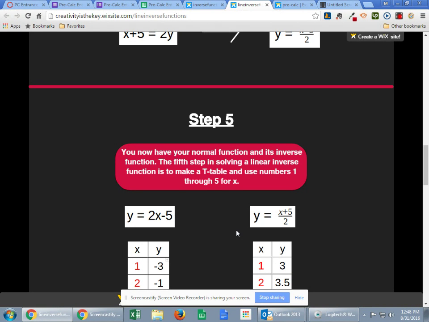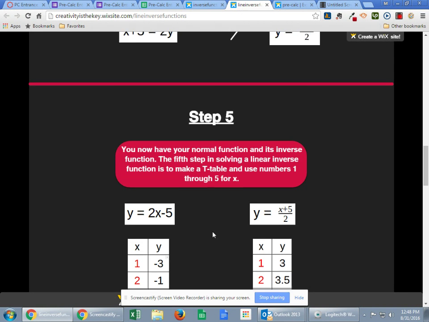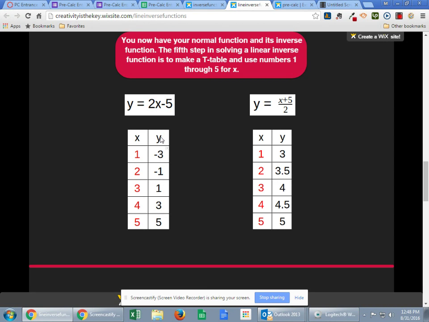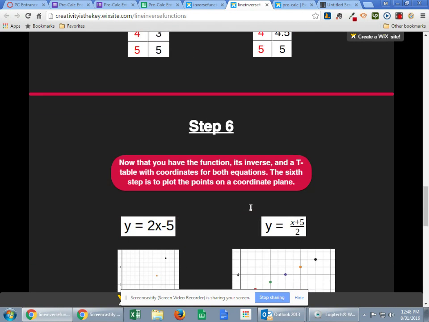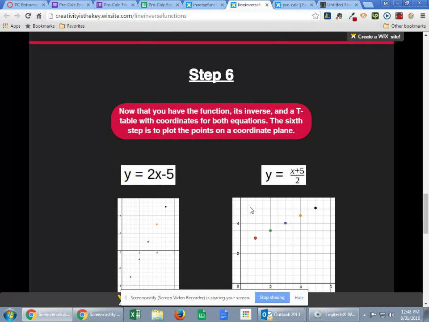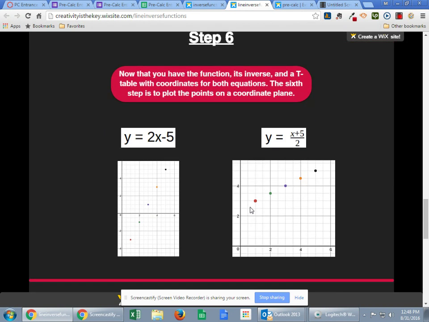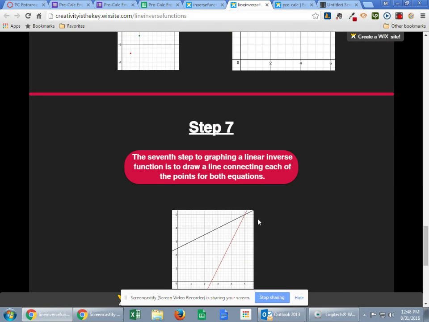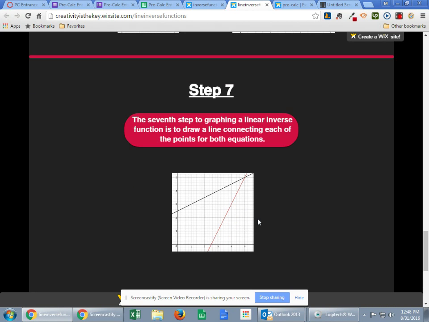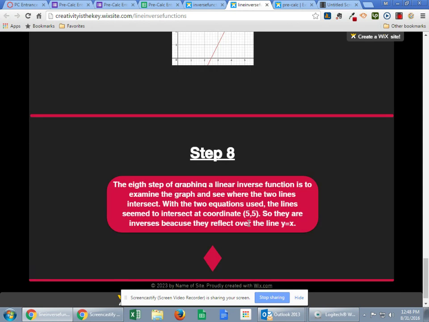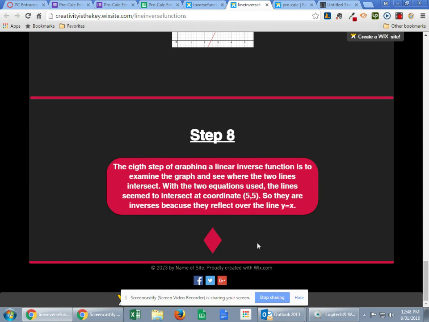Now it's time to make your t table. So we just imported your x values 1 through 5, shown here for each equation. And then we just plotted each of our points on our graphs, and then we draw lines and see if they reflect or intersect at any point. And then step 8 is just seeing that they intersect at one point and they reflect over the line y equals x, so they are inverses.